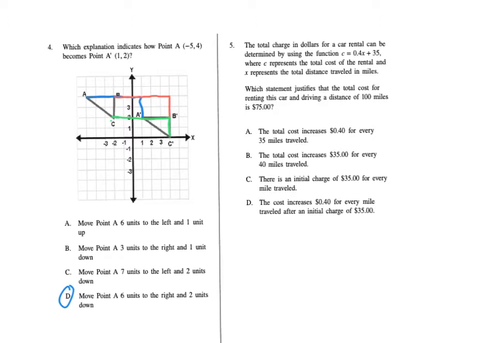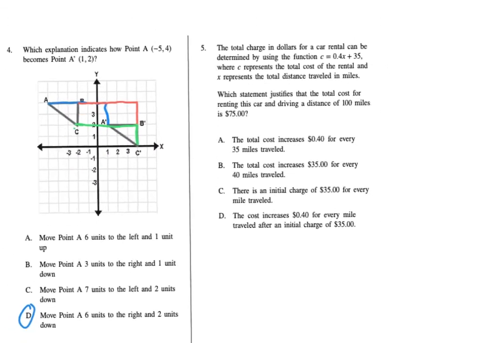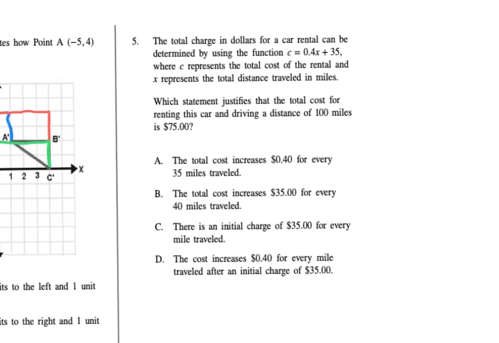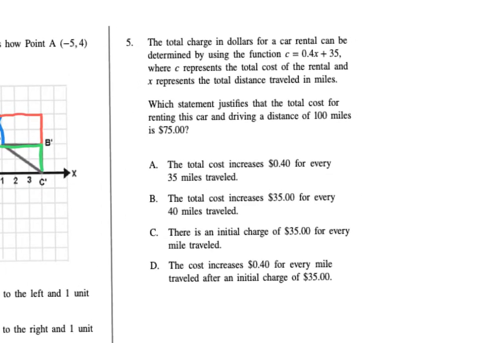All right. So let's move on to number 5. The total charge in dollars for a car rental can be determined by using the function C equals 0.4x plus 35, where C represents the total cost of the rental and x represents the total distance traveled in miles, right? Which statement justifies that the total cost for renting this car and driving a distance of 100 miles is $75?